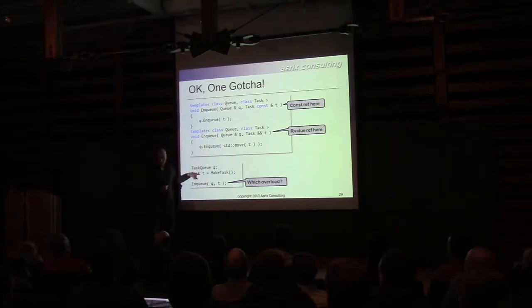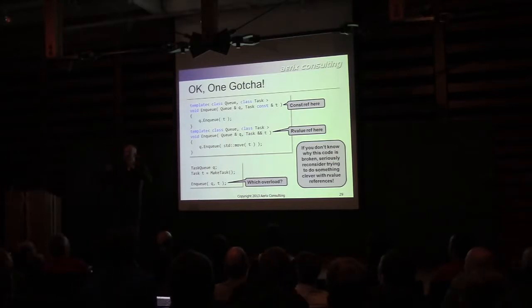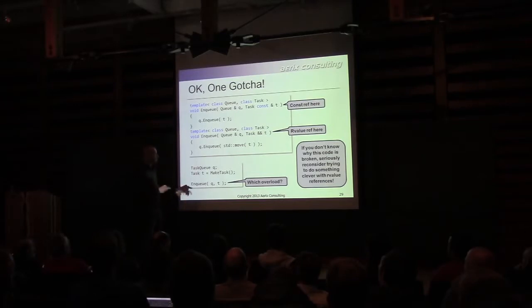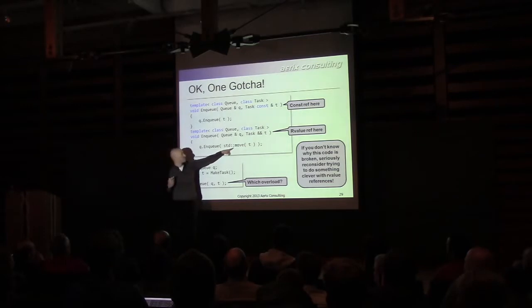task ref, okay? So if you're puzzling about why this is the case, if you're confused at all about why this is the case, stay away from R-value references, okay? You will do more damage than good because what this code is doing is stealing the guts from an L value. Yeah. So remove the first function and change standard move to standard forward. So if I change this to standard forward, then it works.